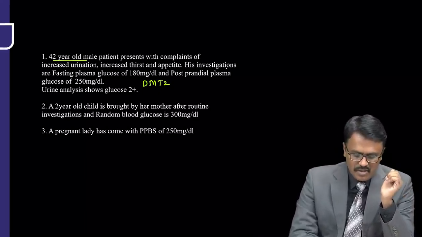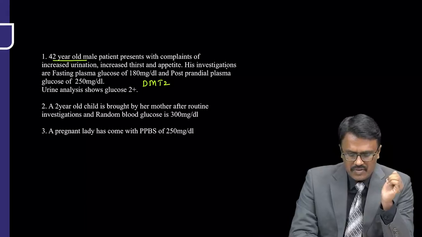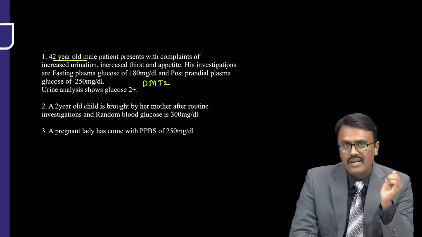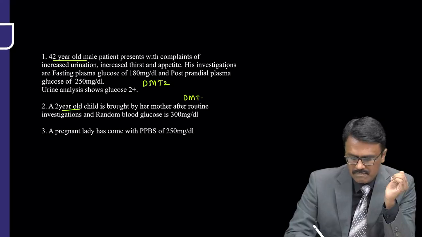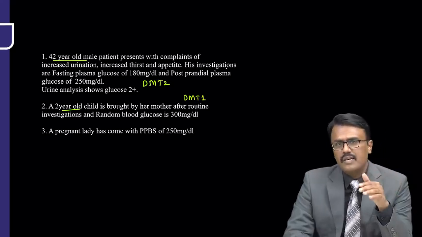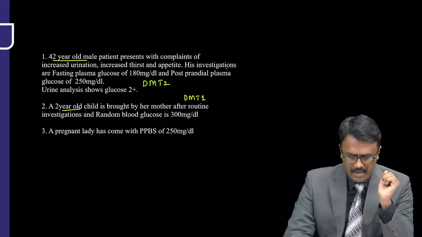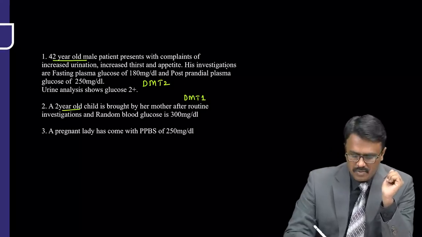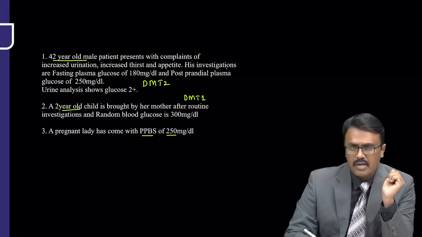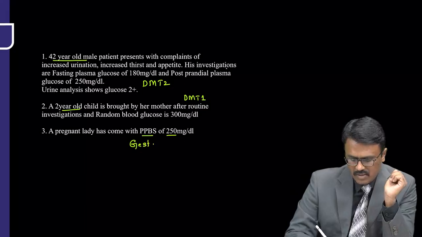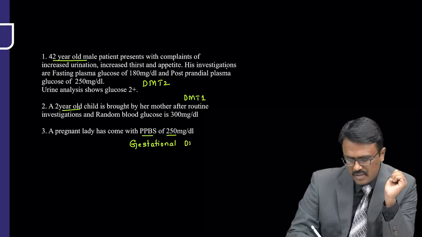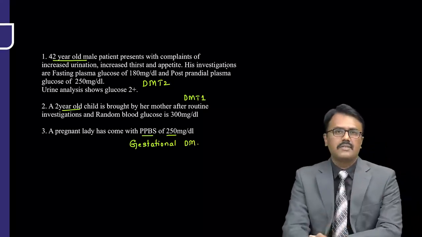Another patient, a 2-year-old, is brought by her mother after routine investigation and random blood glucose is 300. That is also high. So here it's a child, and usually in children what we see is type 1 diabetes. We write it as diabetes type 1. A pregnant lady has come with postprandial blood sugar of 250 mg per deciliter. So even in pregnancy we get diabetes, that is called gestational diabetes mellitus.